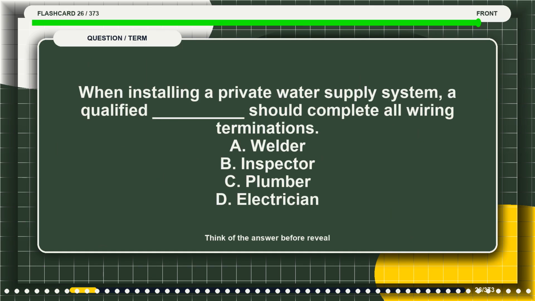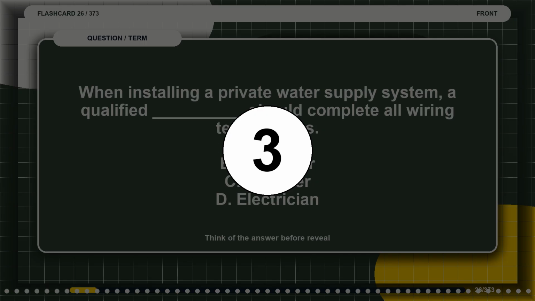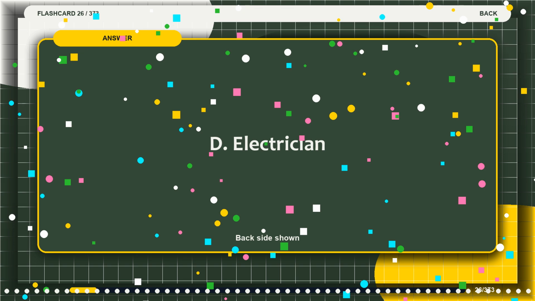Flashcard 26. When installing a private water supply system, a qualified blank should complete all wiring terminations. A. Welder. B. Inspector. C. Plumber. D. Electrician. Think of the answer before the reveal. The answer is D. Electrician.